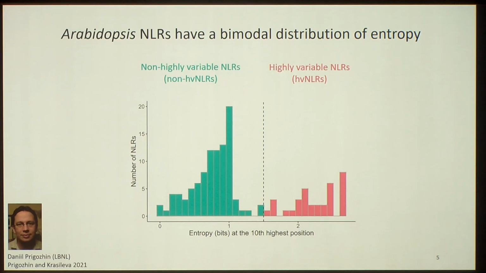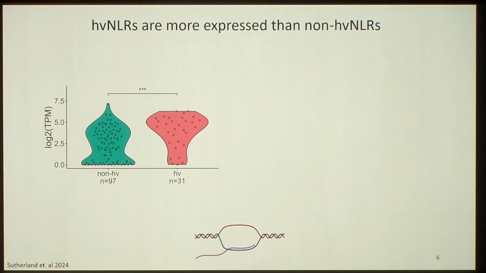And so with these gene sets, we can begin to compare highly variable to non-highly variable NLRs, but also compare NLRs to the rest of the genome. And so we started with a few genomic features. And we found that highly variable NLRs are more expressed than non-highly variable NLRs. I'm showing you rosette leaf tissue here, but we found it to be true across the vast majority of tissues, including really important reproductive tissues like embryos and seeds.